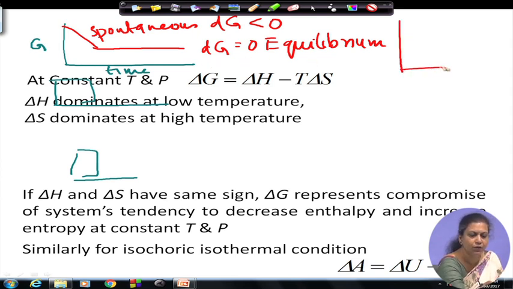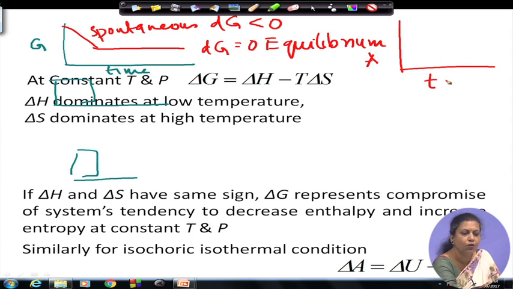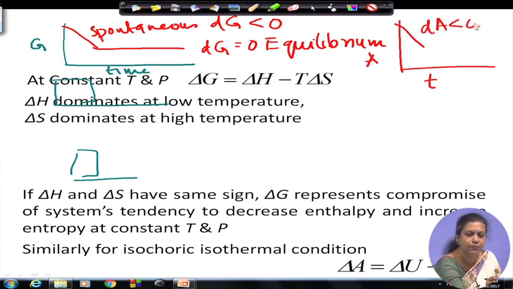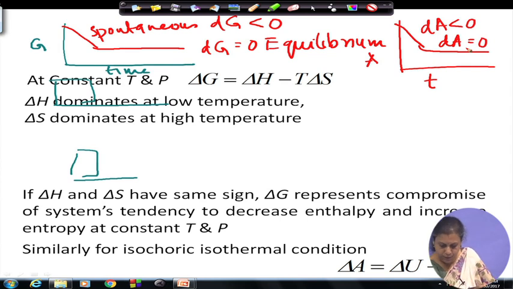In the same way, if you would like to plot the Helmholtz free energy as a function of time for constant volume and constant temperature conditions, we find that while the spontaneous reaction is occurring, the Helmholtz free energy keeps on decreasing, and finally when equilibrium has been achieved, dA becomes equal to 0.